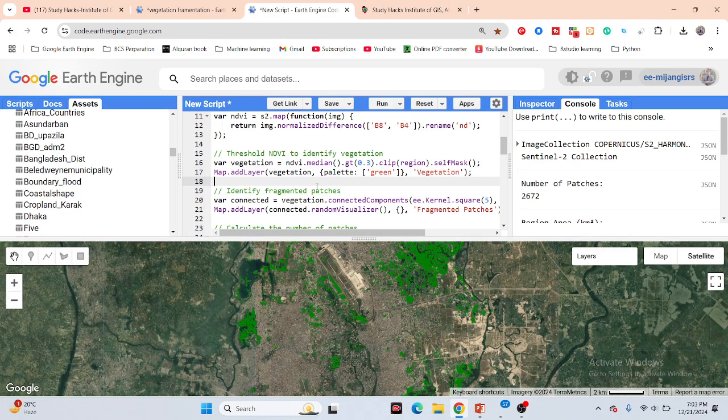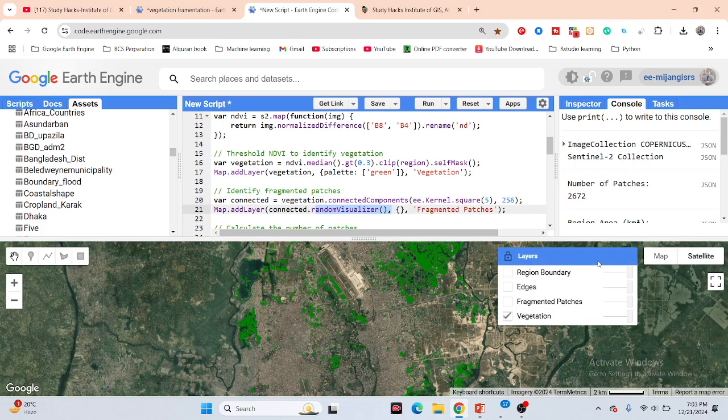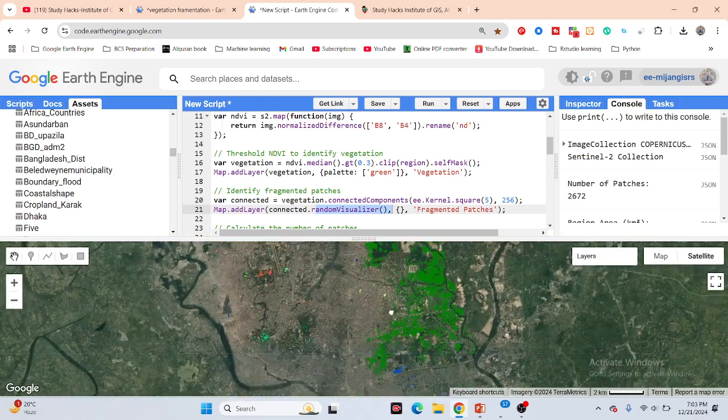Now after doing these things, we need to identify fragmented patches. For that, we take a variable, connected, and call the vegetation. Then I use the connectedComponents function, and I put the kernel as a square. I put here 5 and 256, and then I add the random visualizer to the connected result. Then we can easily get the fragmented patches. So it shows this type of fragmented patches.